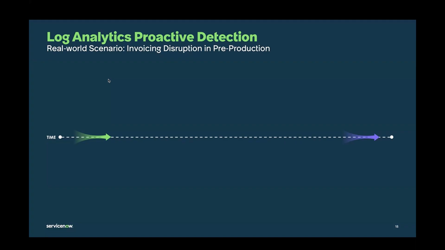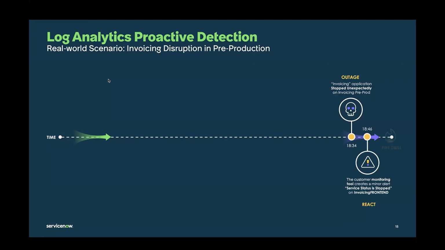So we'll look at what happened before HLA. At 1834, the invoicing application stops unexpectedly in pre-prod. Next, the monitoring tool finally picks it up, but only creates a minor alert. Service status is stopped. That triggers the fire drill. So engineers scramble, the war room opens, and someone finally says, check the logs.